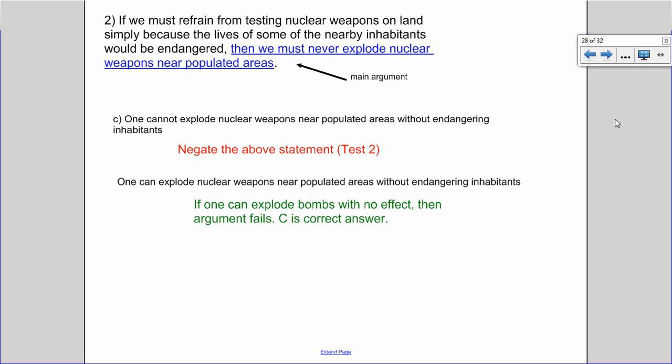For C, one cannot explode nuclear weapons near populated areas without endangering inhabitants. We can go to test 2 where we negate the statement. The statement would be negated as follows. One can explode nuclear weapons near populated areas without endangering inhabitants. If one can explode bombs and have no effect on endangerment of the population, then the argument would fail and C would be the credited response.